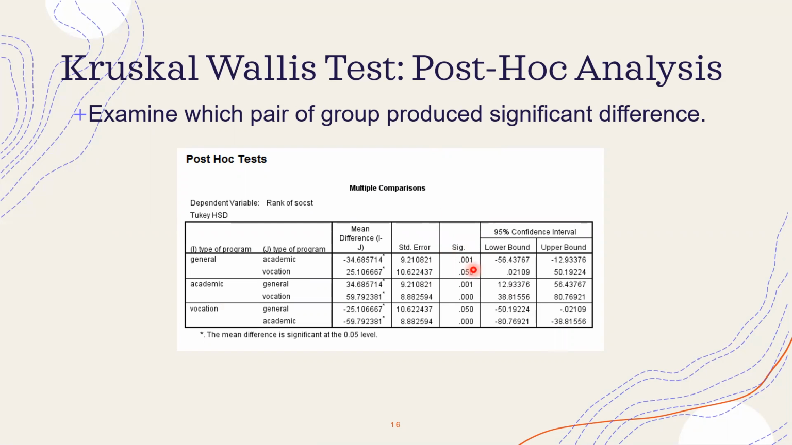Within this table, we have this column which is the p-value. This table is basically comparing the mean difference of each group. For example, general to academic, general to vocation, and academic to general, academic to vocation, vocation to general, vocation to academic. So we will look at the comparison.